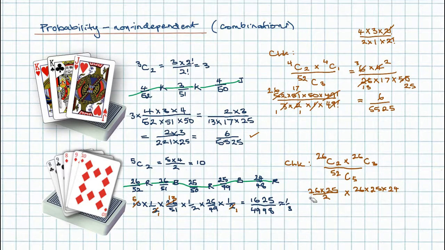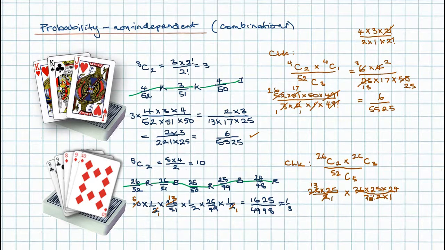I've just got a bit of a wobbly line at the moment. So there we go. So 26 times 25 times 24 over 3 factorial. 3 times 2 times 1. Hopefully that's neat enough. Okay, so now we can do some cancelling. We've got 1, we've got 13.